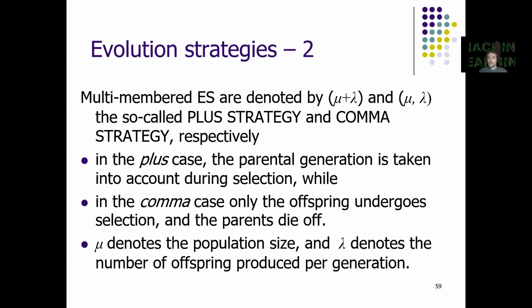Mu denotes the population size. Lambda denotes the number of offspring produced per generation. So it depends what kind of strategy you're going to follow. This is one of the design decisions. It depends on the problem. Maybe the parents have some characteristics that you want to maintain in the population, and in this case, a plus strategy may be suitable. Other times, the comma strategy is better, focusing on the new members of the population.